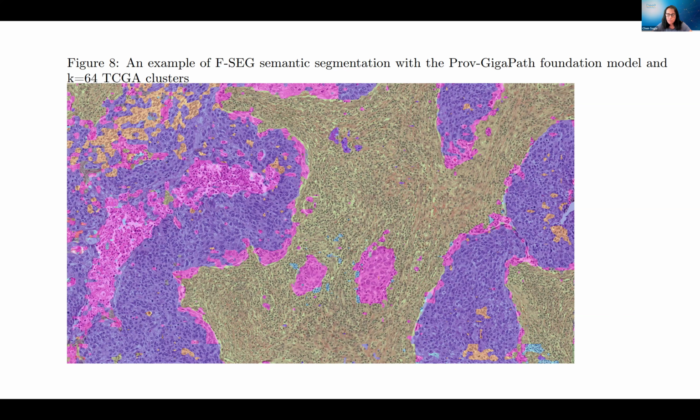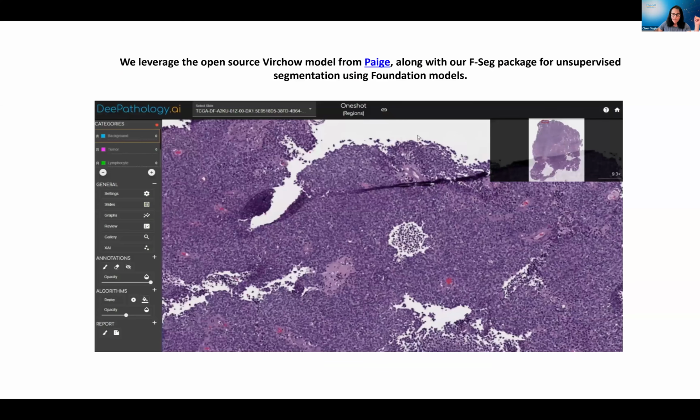One is Microsoft's Prov-GigaPath. And what's interesting here is that we have what is called zero-shot or one-shot learning to achieve tissue segmentation. What does it mean? It means that with either zero annotations or a single annotation of each category, you can obtain segmentation from scratch. And of course, you need to address the features of the foundation model carefully.